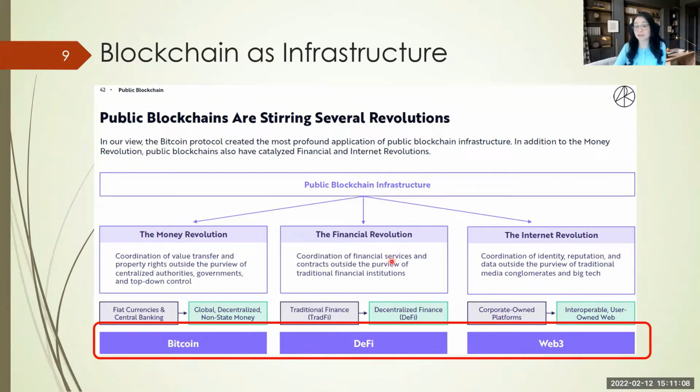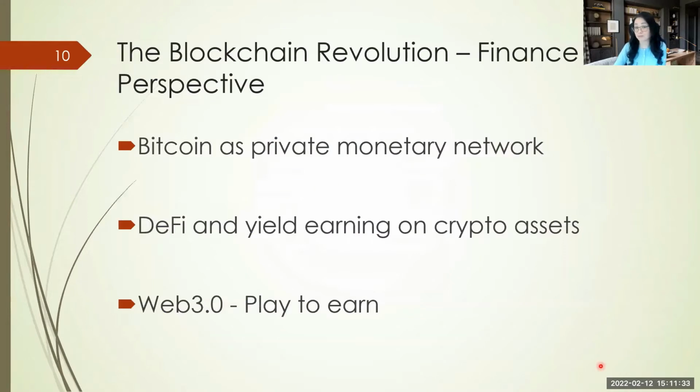The second one is the financial revolution, in which we're going to talk about yield earning and decentralized finance. Lastly, blockchain also brings us the internet revolution. So we're going to shift from corporate-owned platforms to user-owned platforms, which is the Web3 we're going to discuss. Okay, so let me start with Bitcoin, right?